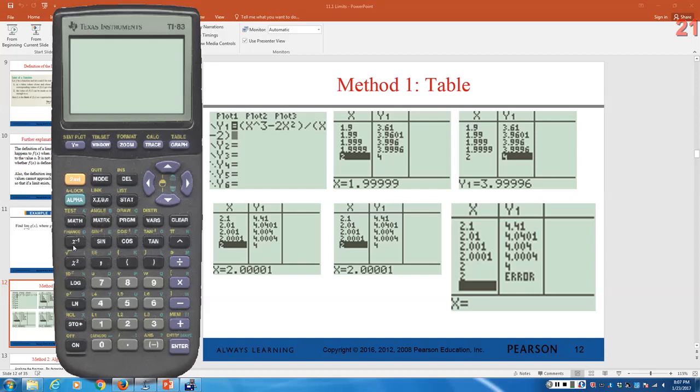The only thing I'm going to do while I'm here is clear off the home screen, hit my y equals, clear that out, and put in this function. The numerator is x raised to the third, subtract 2x raised to the second, or hit your squared button. That's the numerator. Make sure it's in parentheses. Divided by the denominator, x minus 2, and it also needs to be in parentheses.